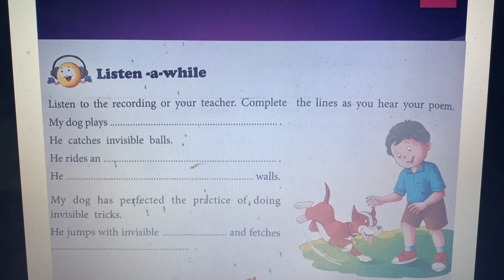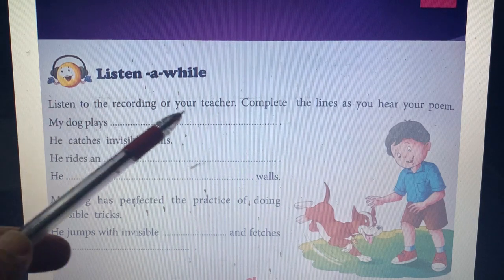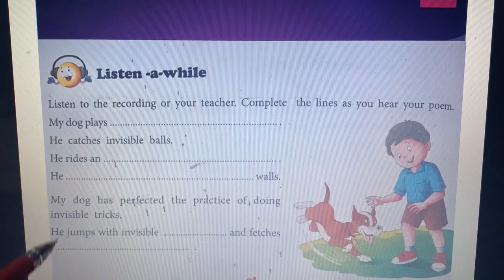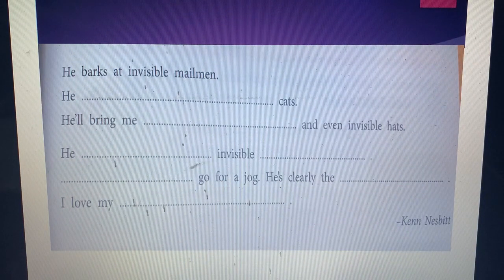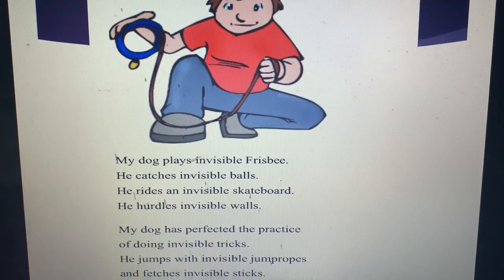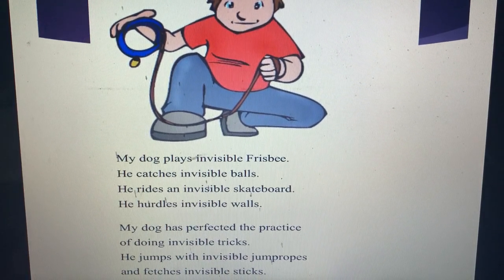And I am going to read this poem for you. Listen to the recording of your class teacher. Complete the lines as you hear the poem. This poem is basically not given in your book. These two paragraphs, four paragraphs, they are not given in your book. But I have written this down, this poem for you all. That from the help of this poem, you can fill that exercise. Fine. So let us start.